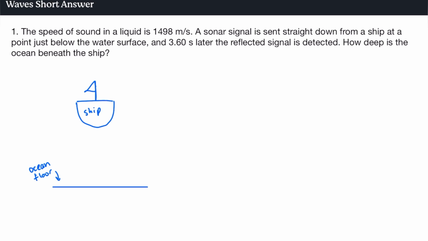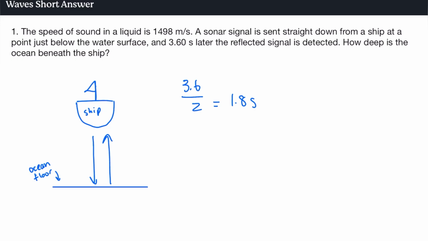So we're trying to find the length between the ship and the ocean floor. It tells us that the sonar signal is sent from a ship, and this sonar signal is just the wave. And the reflected signal is detected 3.6 seconds later. This means that the signal went from the ship to the ocean floor, and then from the ocean floor right back to the ship. That was 3.6 seconds. That means it would have taken half that time for the signal to have just reached the ocean floor. So 3.6 divided by 2 is 1.8 seconds. So from the ship down to the ocean floor is 1.8 seconds, and the entire trip from the ship to the ocean floor and back to the ship is 3.6 seconds. But we don't care about that.